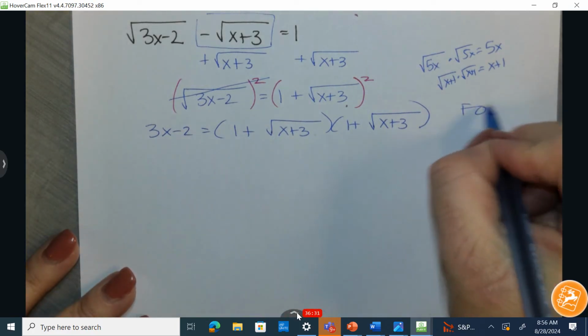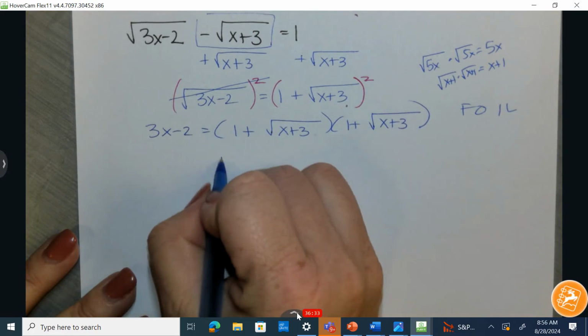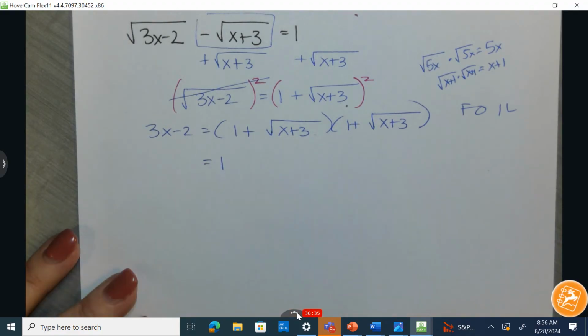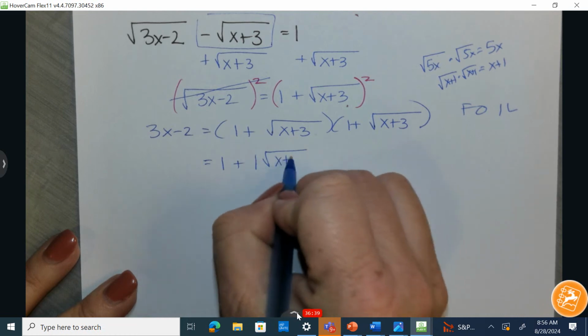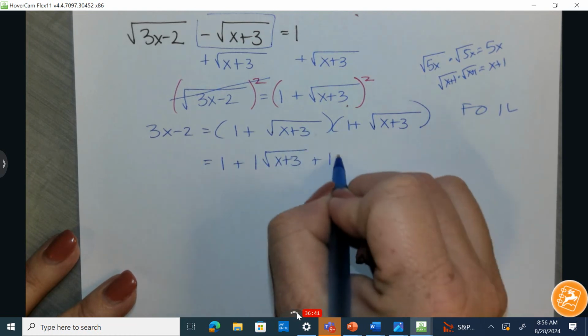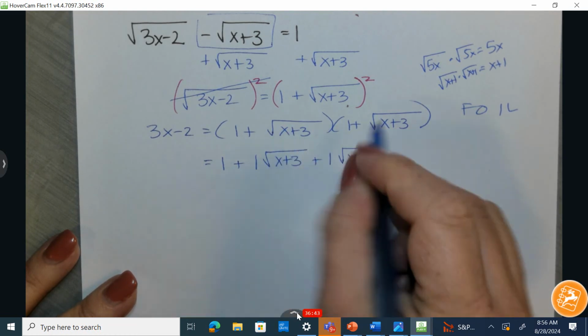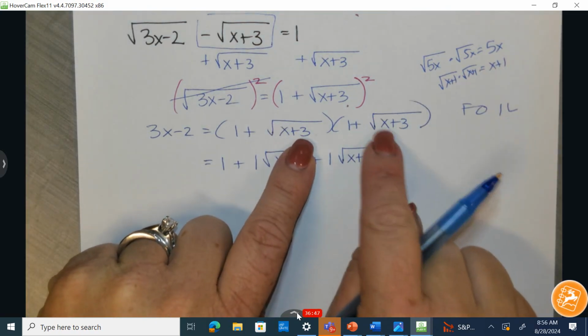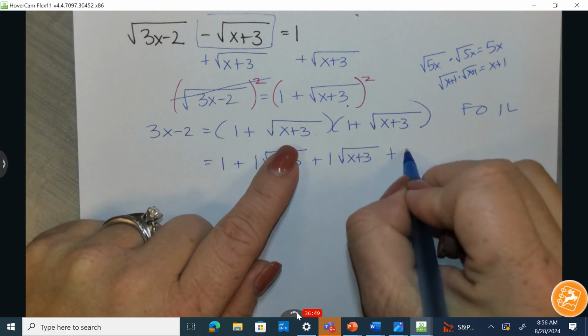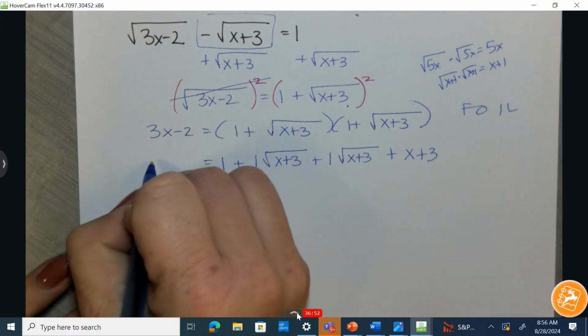I'm going to FOIL at this time, multiplying the fronts to get 1. I'm going to multiply the outsides to get a positive 1, square root of x plus 3. The inside is a positive 1, square root of x plus 3. The last, it goes back to this rule: the square root of x plus 3 times the square root of x plus 3 is simply x plus 3.